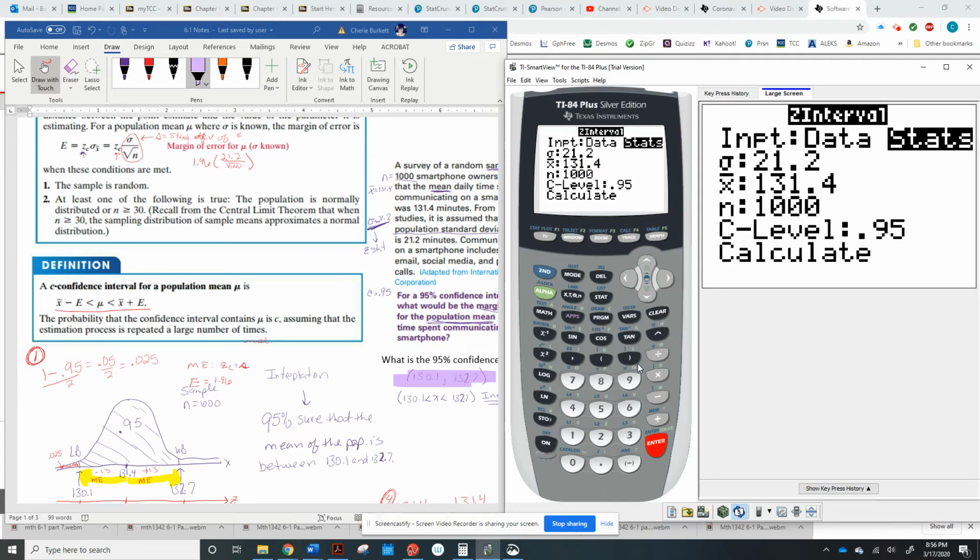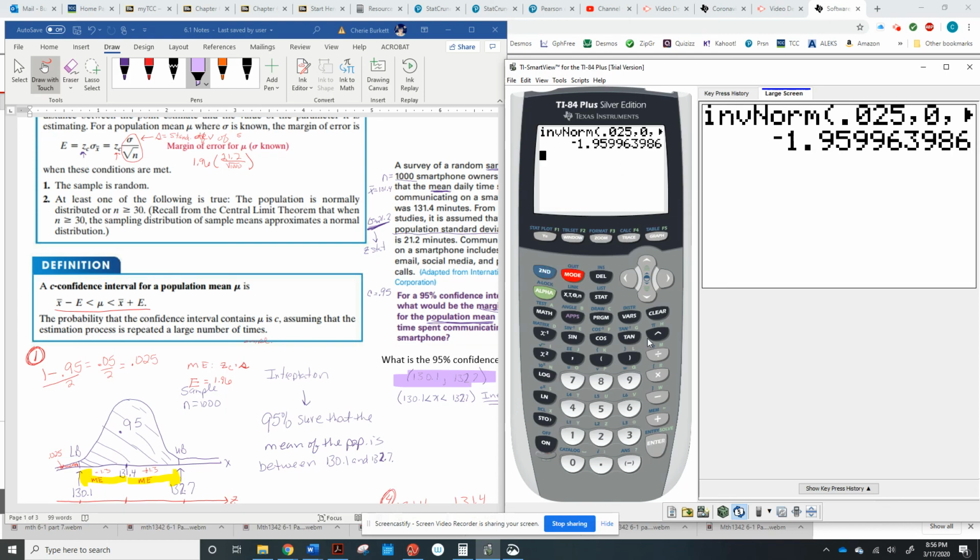Okay, so that's how you use the calculator. You can find your critical value by typing in the area, and then you can use Z interval to get your answer. Okay?